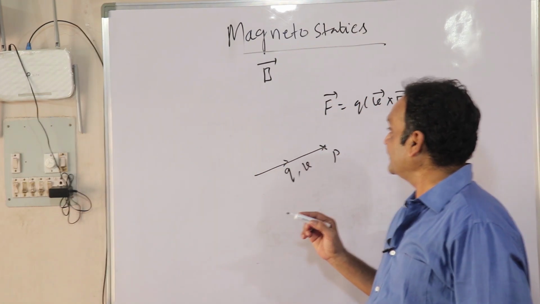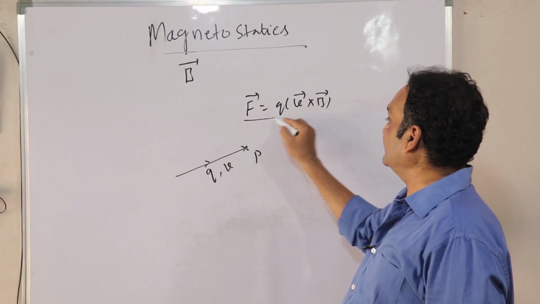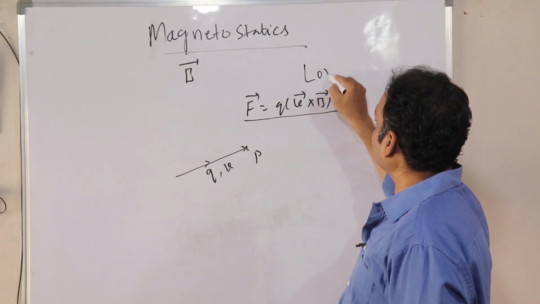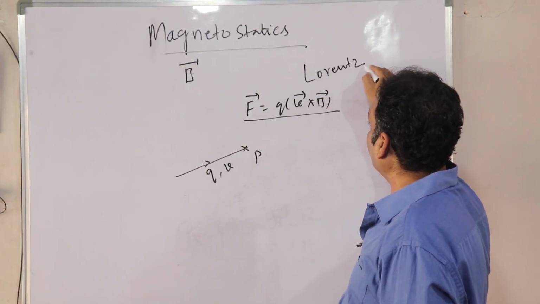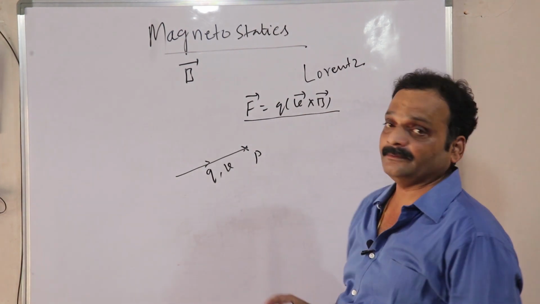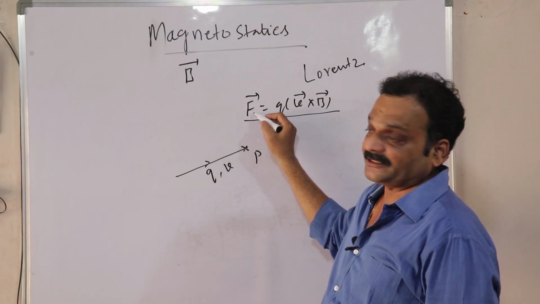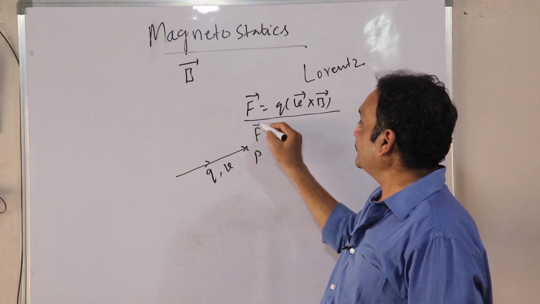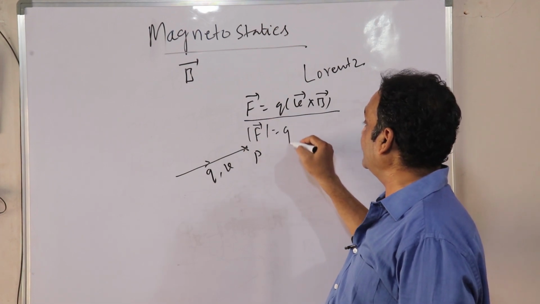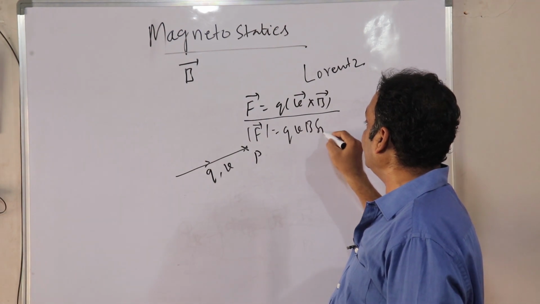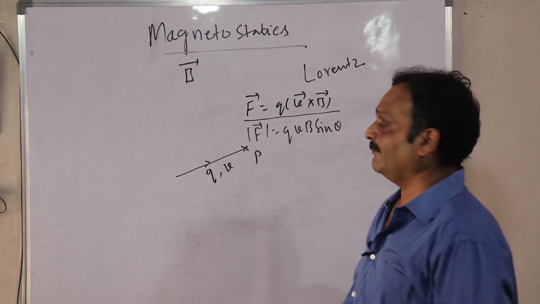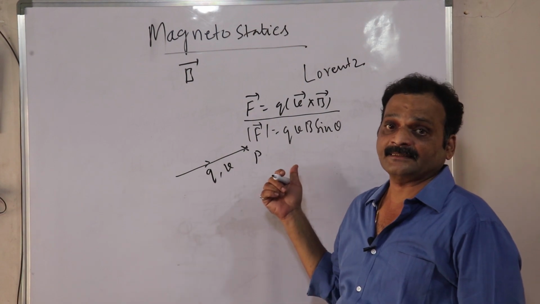Now, roundabout definition aside, this force is also known as the Lorentz force. F = q (v × B), with magnitude and direction. What is the magnitude of that force F? F = qvB sin θ, we write.